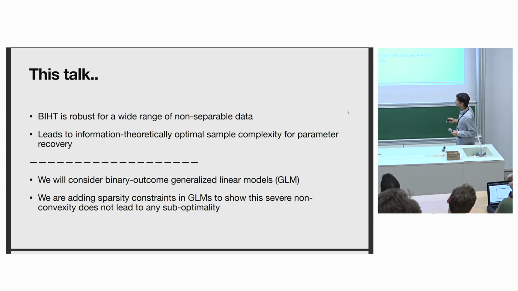So what we are basically showing in all of these cases is that BIHT is robust and it leads to information theoretically optimal sample complexity for parameter recovery in a pretty wide setting. For this particular talk, we are concentrating on binary outcome generalized linear models. And with the added sparsity constraints, we are basically showing that even with this severe non-convexity, gradient descent on ReLU loss is powerful enough to do information theoretically optimal parameter recovery.